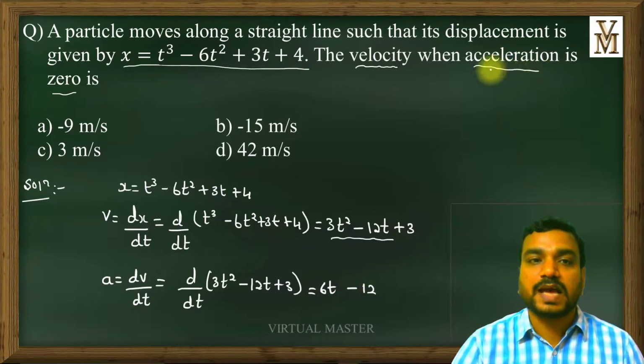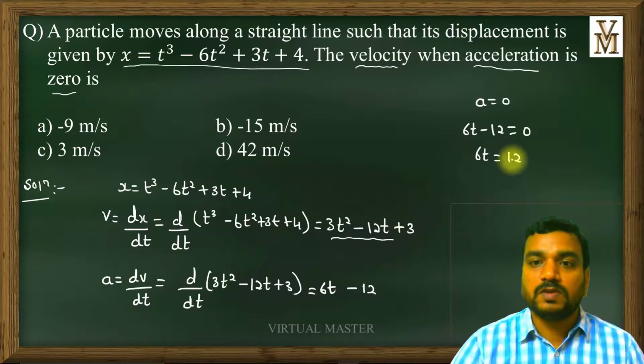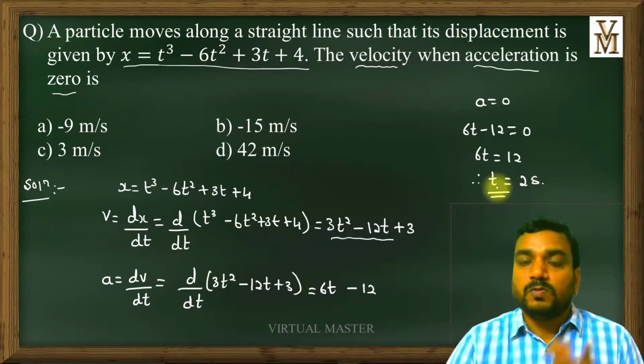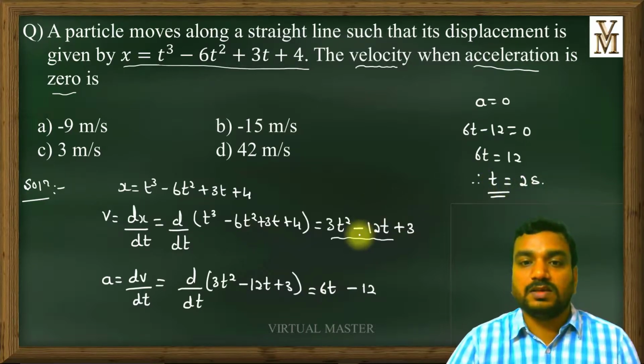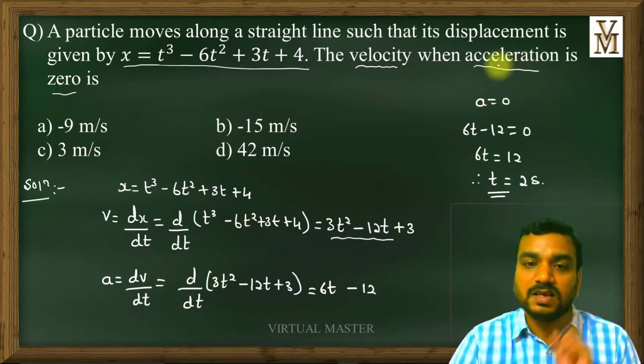Now the condition given is acceleration is 0. So if a equals 0 means 6t minus 12 will be equal to 0. 6t will be equal to 12. Therefore t will be equal to 2 seconds. Okay. We have found time now. Now the acceleration will be equal to 0 when time is 2 seconds. At a time 2 seconds the acceleration of the particle is 0. Now let us substitute the value of t here, in the equation of velocity, because we have to find the velocity when acceleration is 0.